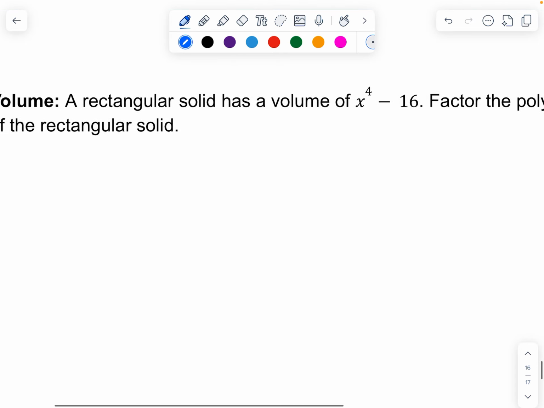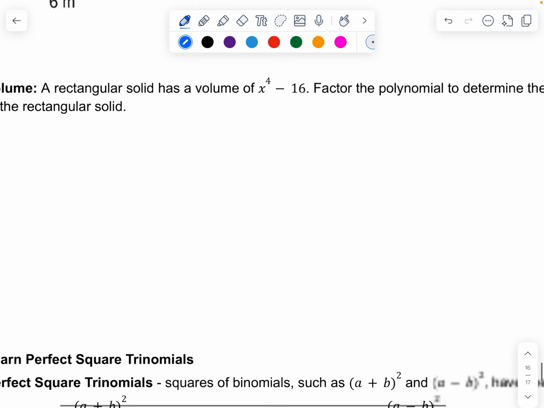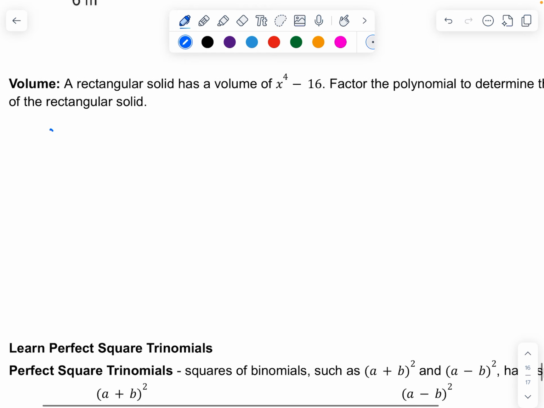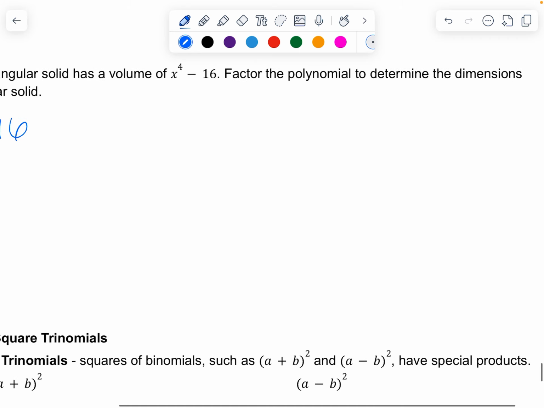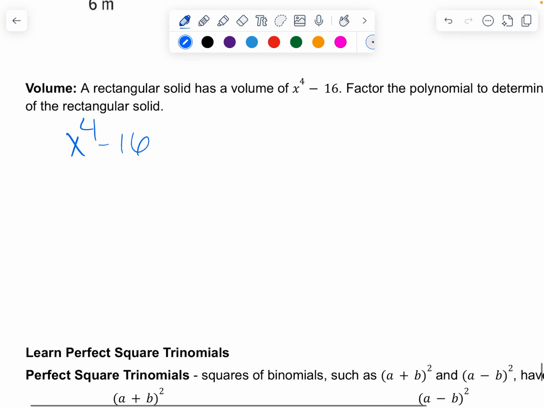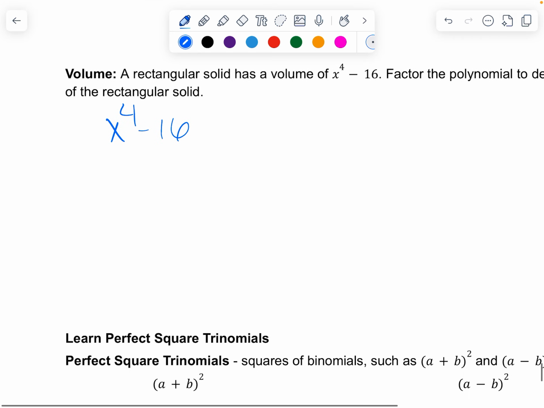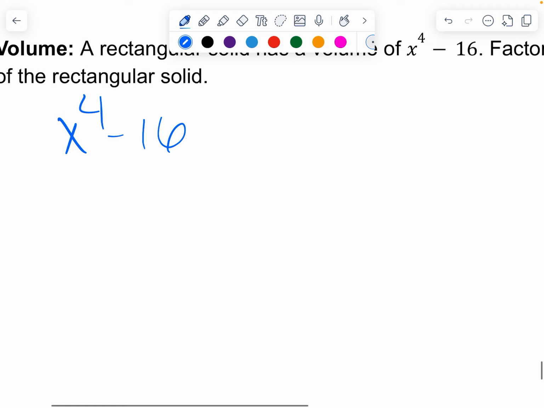Okay, we're going to do this volume one. A rectangular solid has a volume of x to the 4th minus 16. Factor the polynomial to find the... Okay, so we're going to factor this.